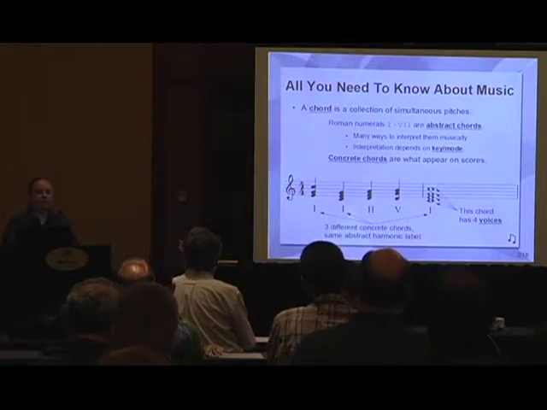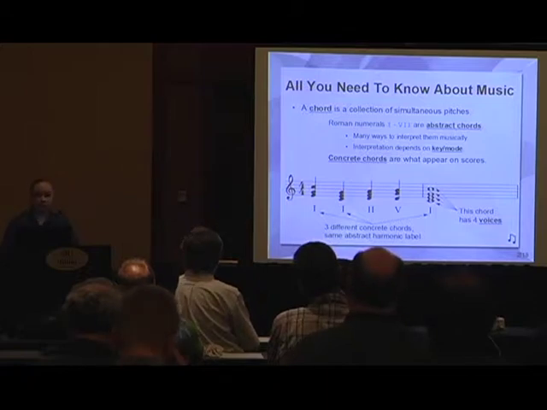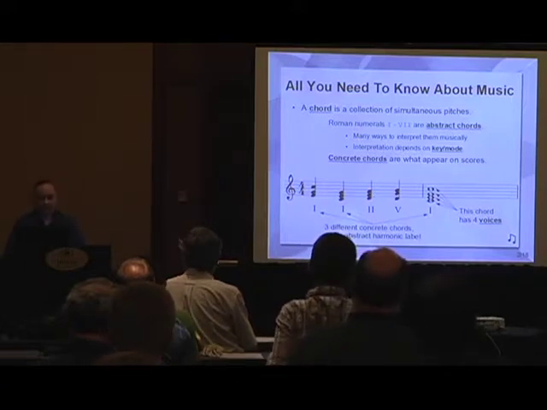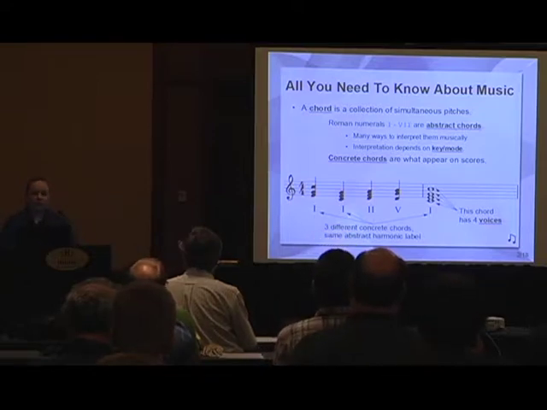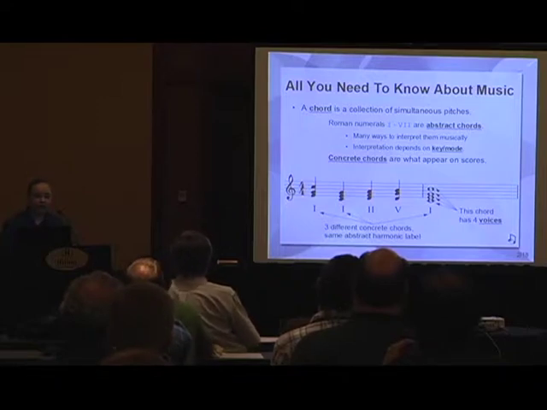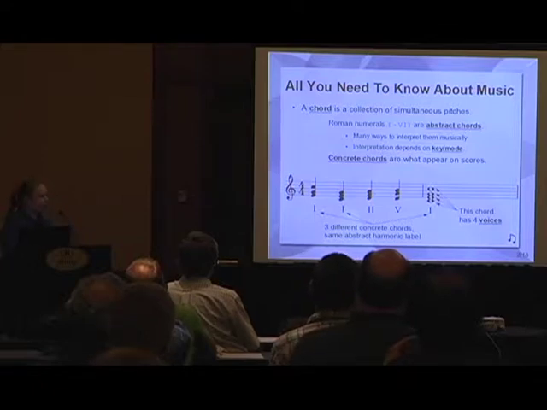If you see a Roman numeral, there are many ways that a musician might interpret it, and some of the factors influencing their decision are the current key or mode that the music is in at that point in time. Concrete chords, when I use that term, I'm referring to basically these as you see them on the score. So I'll play this for you. The takeaway is that you have three different concrete chords that have all been assigned the same Roman numeral label.